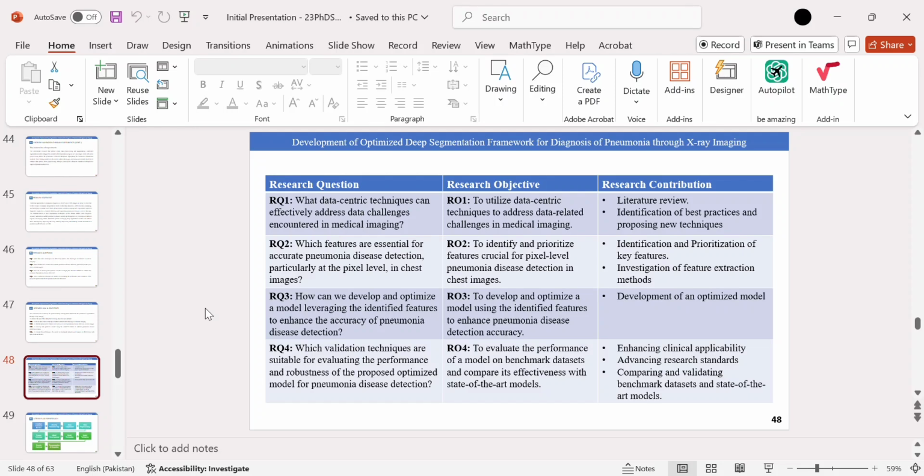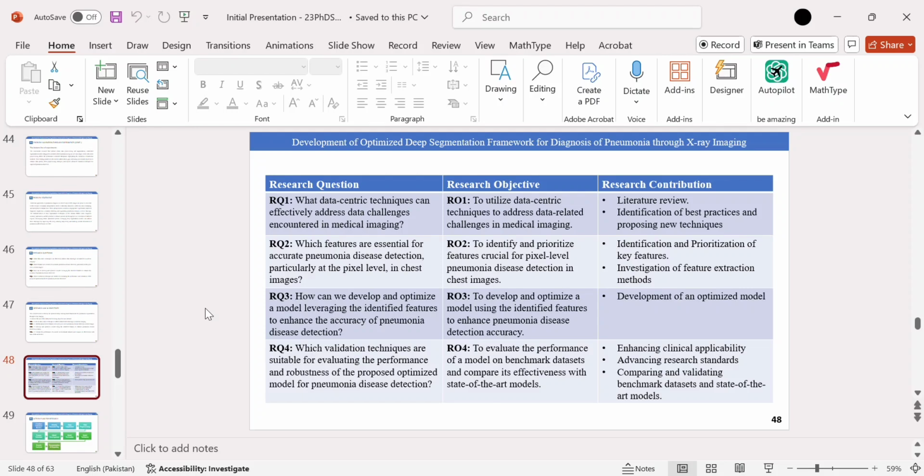The second research contribution, for the second research question and objective, is that we can identify and prioritize the key features that are crucial for the model development and investigate the feature extraction methods that are utilized and that can be customized as well.